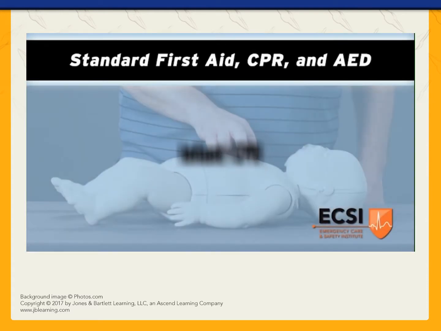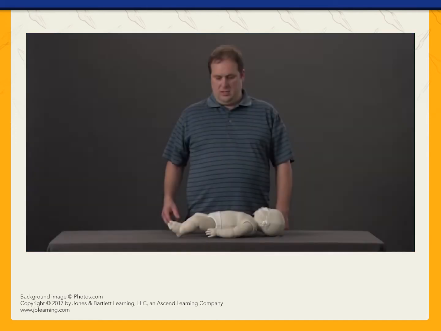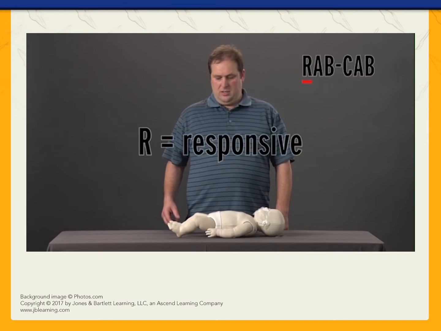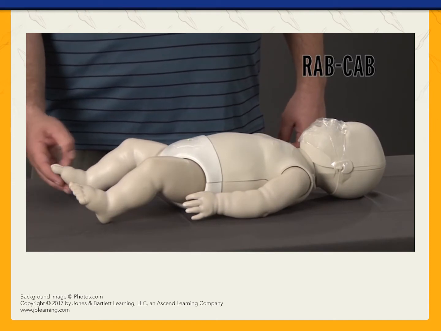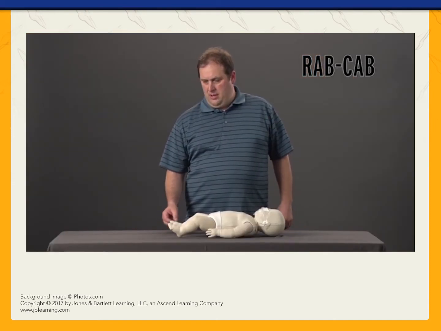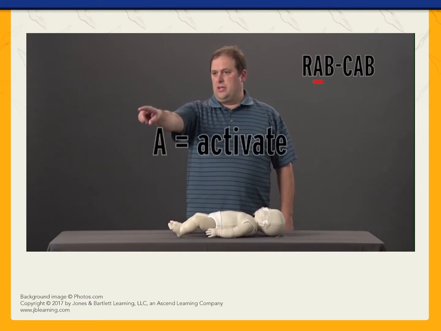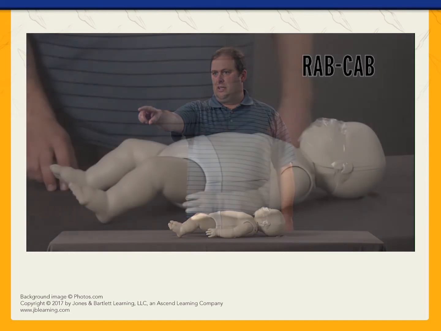Skill: Infant CPR. Use the RAB-CAB mnemonic to remember the CPR sequence. R stands for responsive. Tap the infant's foot and shout, "Are you okay?" A stands for activate. Activate EMS by asking someone to call 911. Shout for nearby help. If you are alone, do not call 911 until after giving 5 sets of CPR.